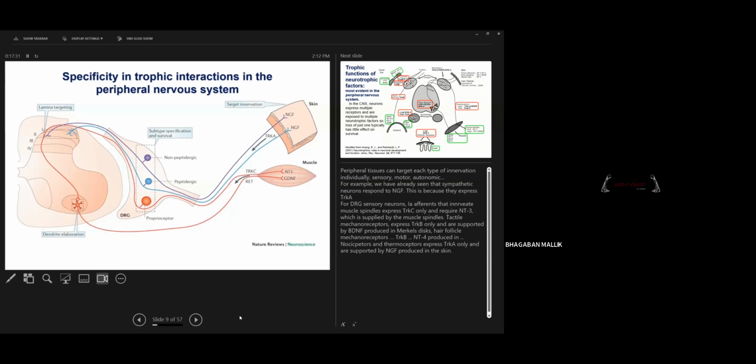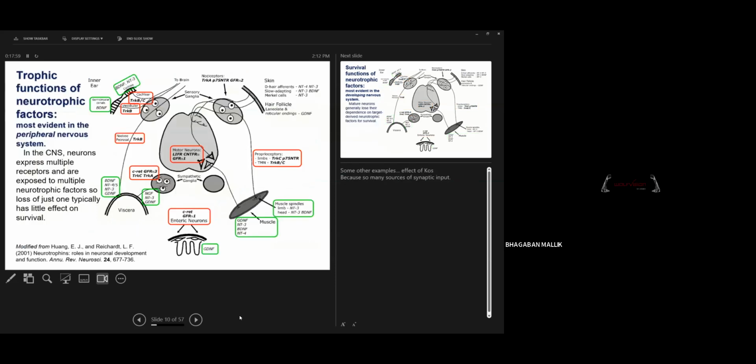So you have NGF, nerve growth factor, showing that you have specificity in their interaction. Muscle will have NT3, it will not express NGF. That's why a specific neuron from the dorsal root ganglia will innervate the muscle, because you have a specific receptor for NT3 or a specific receptor for BDNF. So you have this type of interaction.